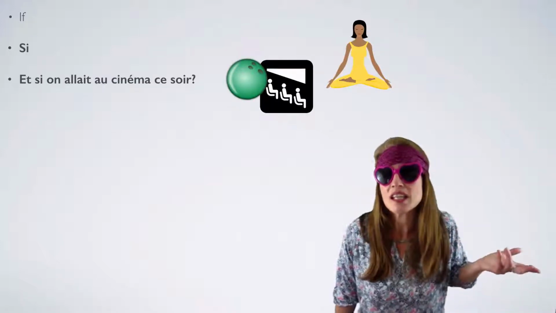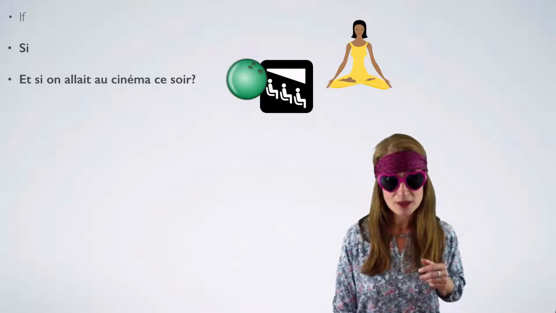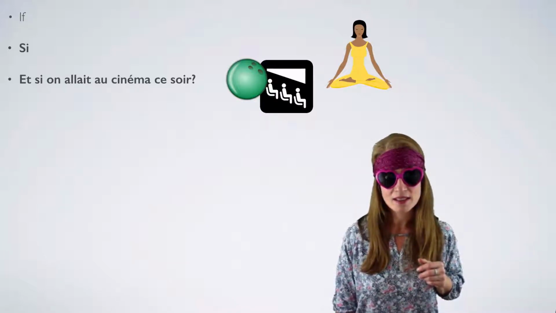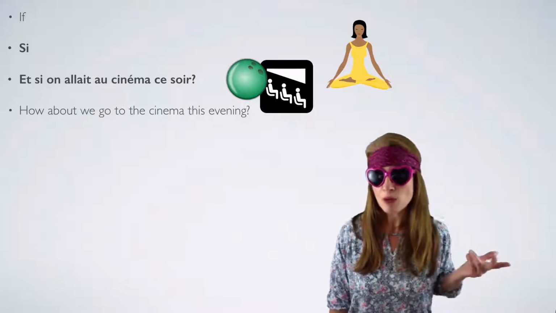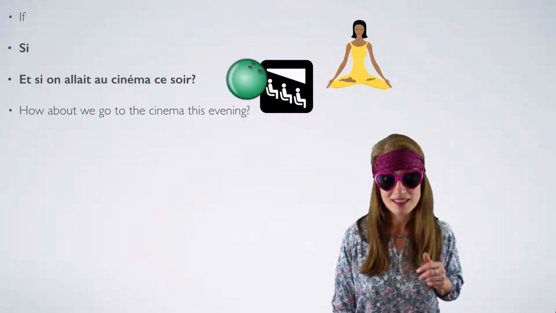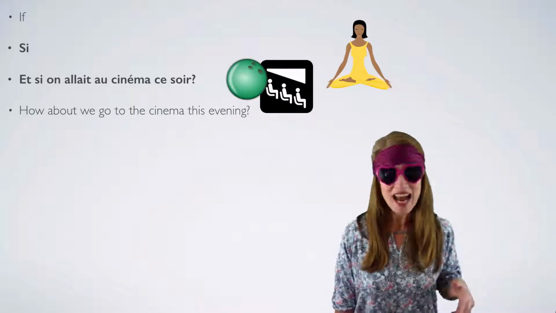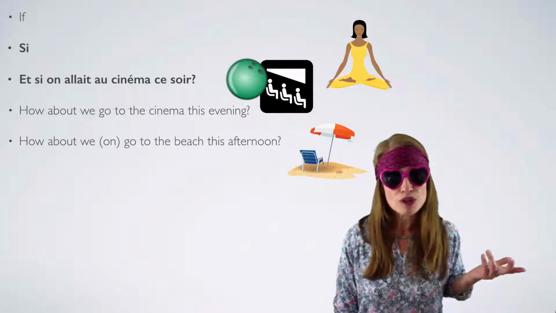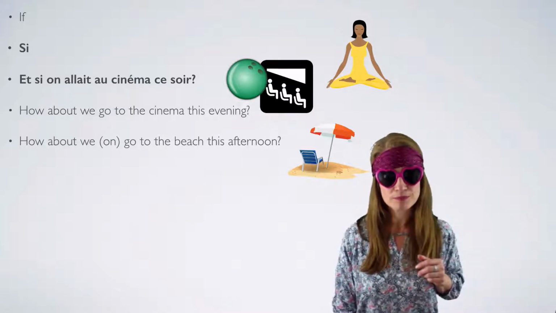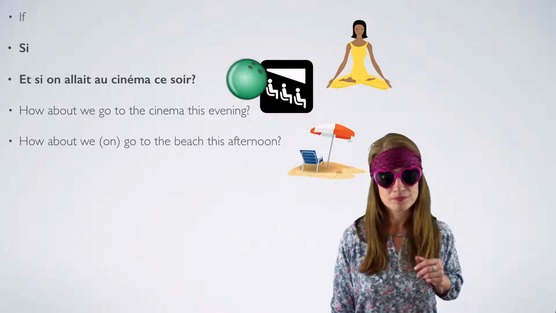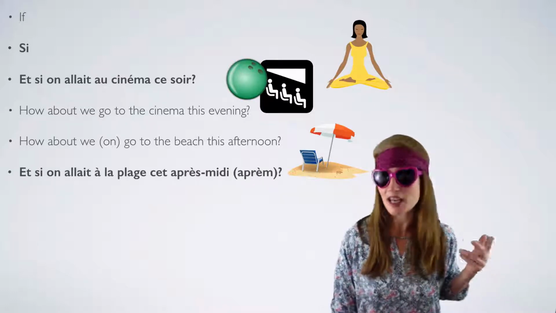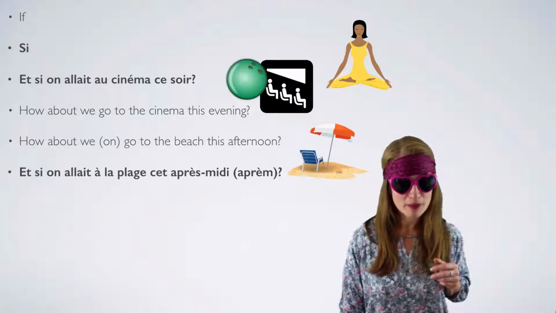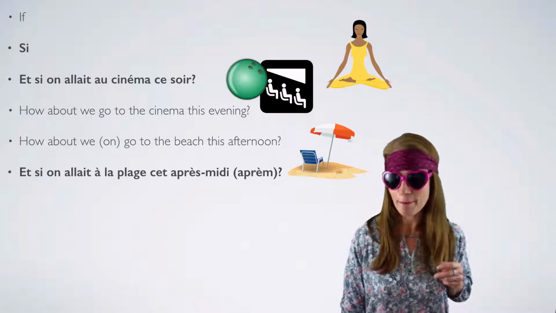If in French, si. Et si on allait au cinéma ce soir? What do you think it means? How about we go to the cinema this evening? How about, the French say, and if: et si. How about we go to the beach this afternoon, using on: et si on allait à la plage cet après-midi? Cet après-midi is often shortened in spoken French.